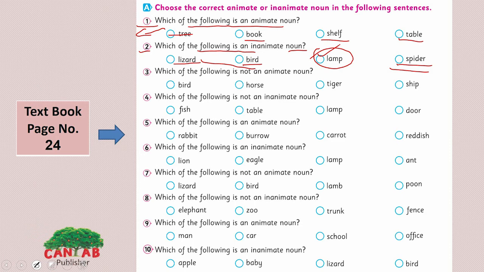Which of the following is not an animate noun? Not a living being. Bird, horse, tiger, sheep. Yes, sheep is the right answer. Look at the fourth one. Which of the following is an animate noun? Not an object or thing. We have to find the animate noun here. Yes, fish is the living being here. The table, lamp and door are inanimate nouns here. I hope you can do the other sentences by yourself.